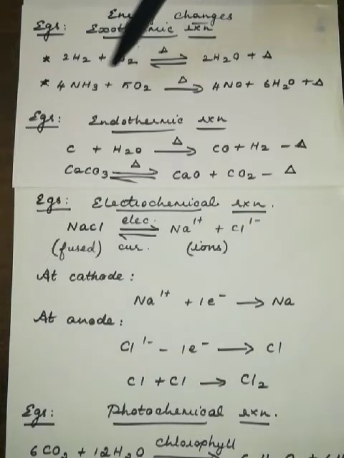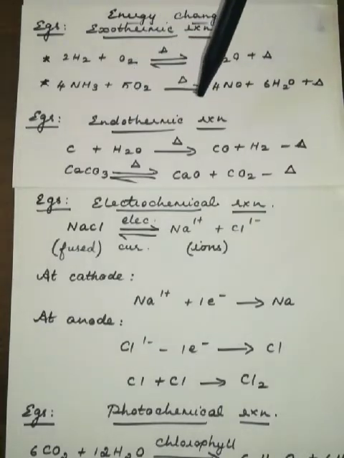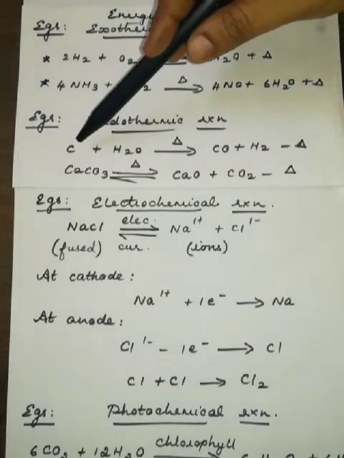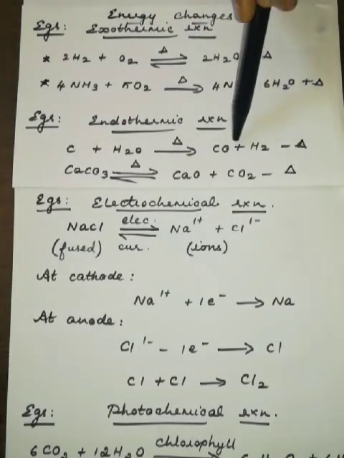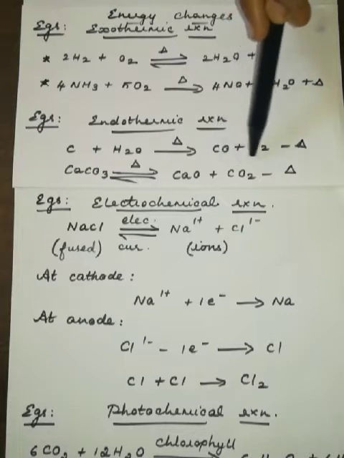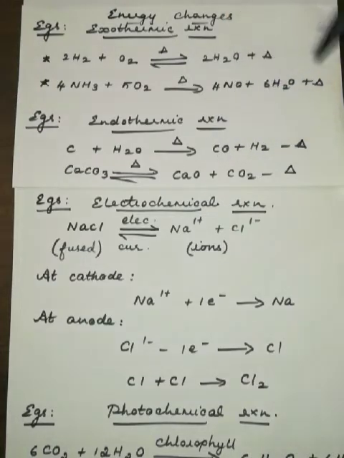Ammonia gas with oxygen gives nitrogen monoxide, that is nitric oxide, plus water, which is also an exothermic reaction. See, this plus heat sign represents that it is exothermic. Endothermic means heat is absorbed. For example, when you take carbon with water, you get carbon monoxide and hydrogen. What do you call this carbon monoxide and hydrogen? It's water gas, and we represent that heat is absorbed. Heat absorbed means you represent it with a minus heat sign.